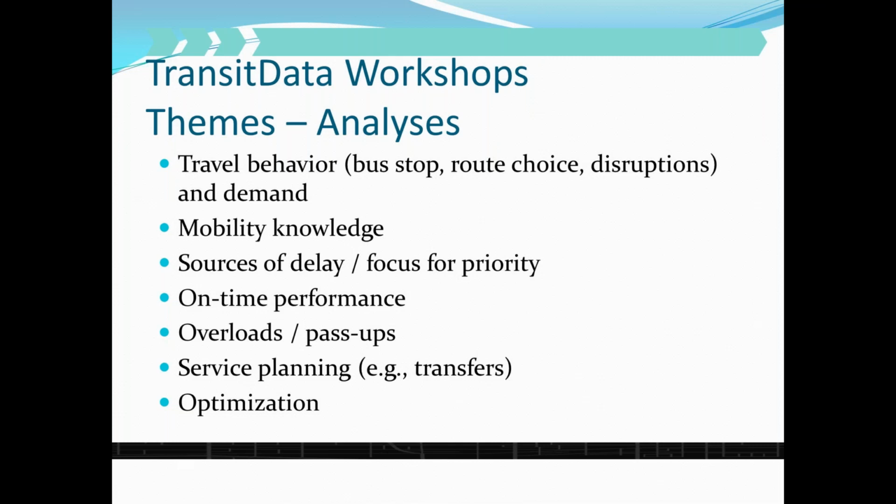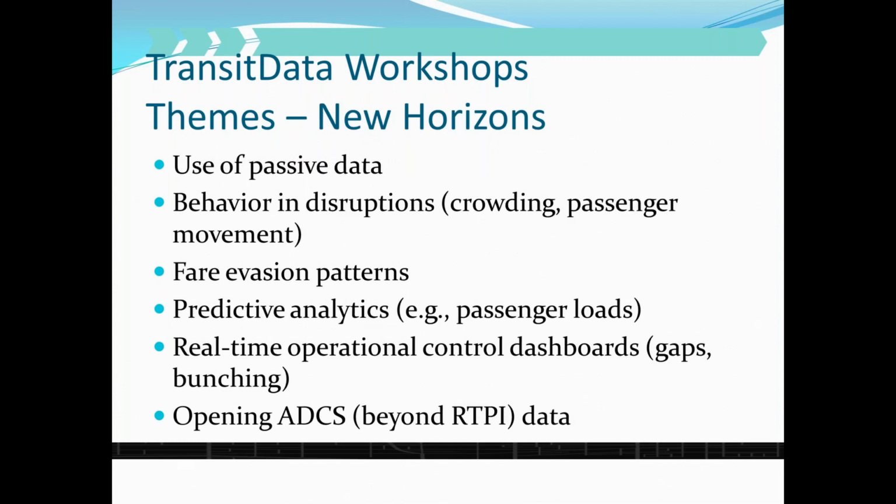Other themes. These are sort of new horizons that appeared in the last workshop last year. Growing interest in using passive data from smartphones, cell phones, also social media data. Behavior and disruptions. How do people behave? What happens when there are disruptions in rail service, subway service, crowding, passenger movements? What kinds of information can you use? How can you use that data to give better advice to passengers? The growing number of studies about fare evasion patterns. This is a particular concern in places like Santiago, Chile.